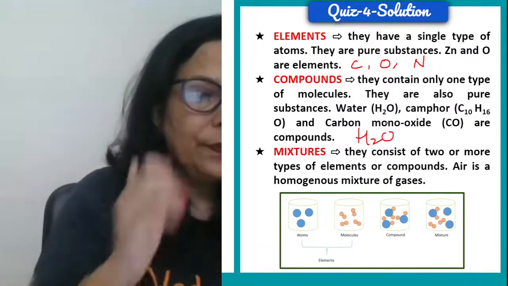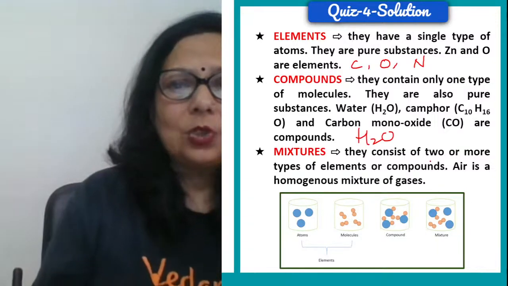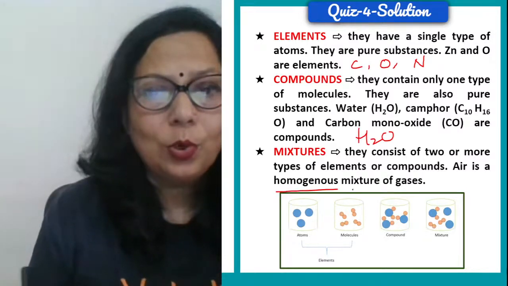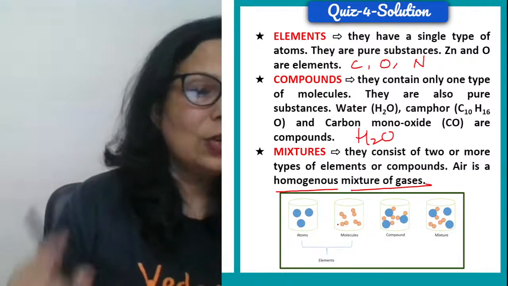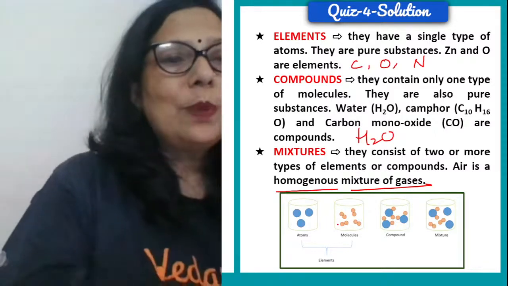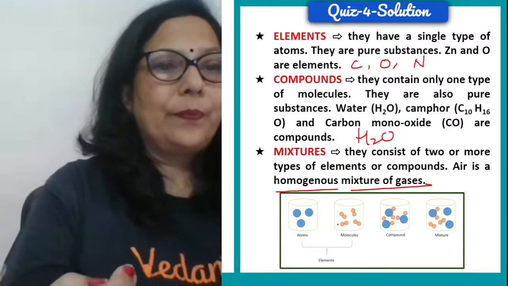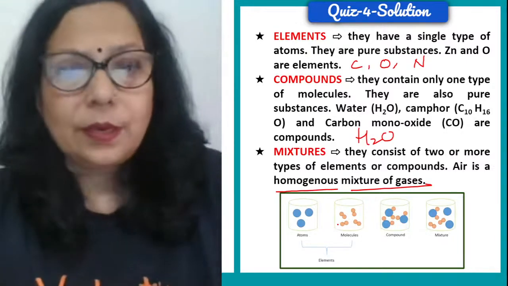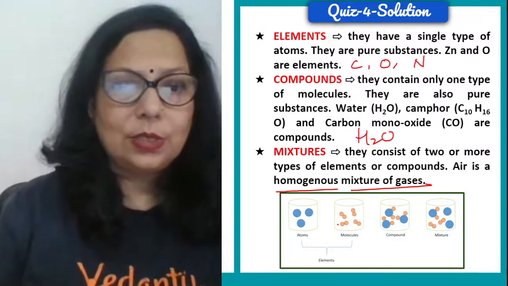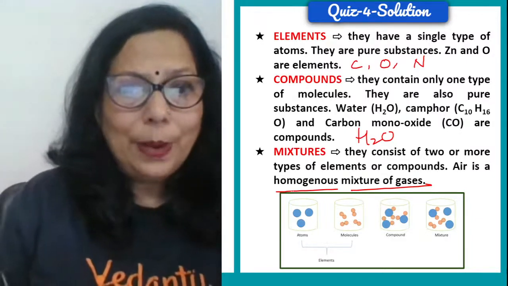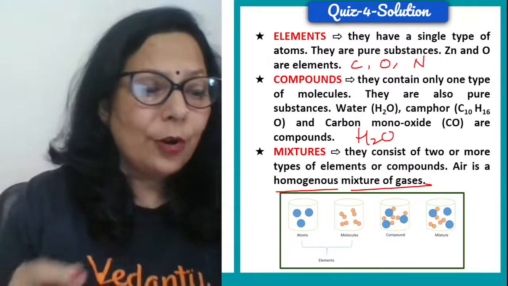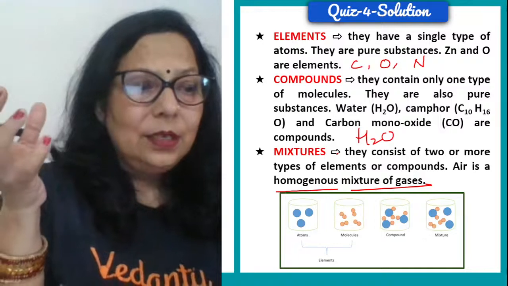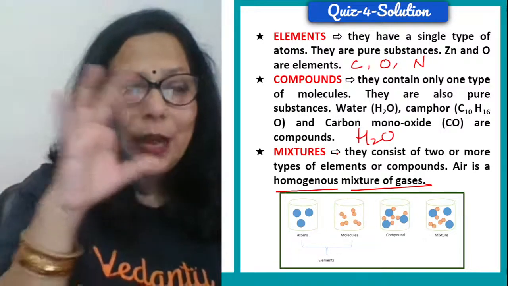Right. Next, mixture: they consist of 2 or more types of elements or compounds, and air is a homogeneous mixture of gases, not heterogeneous. Heterogeneous होता है जिसमें हम पता लगा सकते हैं, जैसे oil and water heterogeneous है. But air के सारे components homogeneous हैं. You cannot make out कहाँ carbon है, कहाँ carbon dioxide है, कहाँ nitrogen. आप नहीं बता सकते ना. You cannot tell. So it appears to be the same.